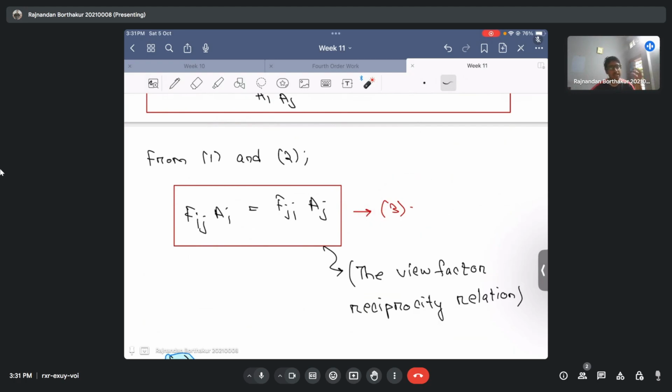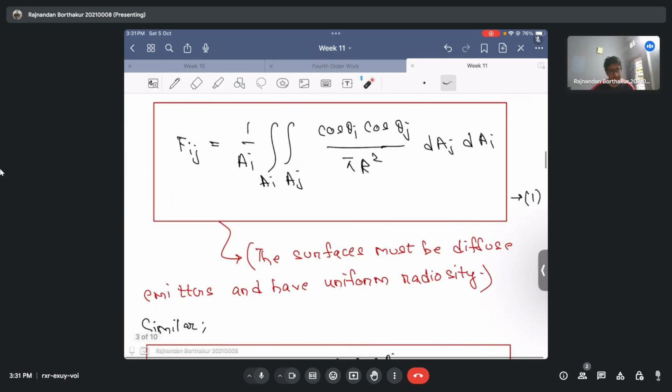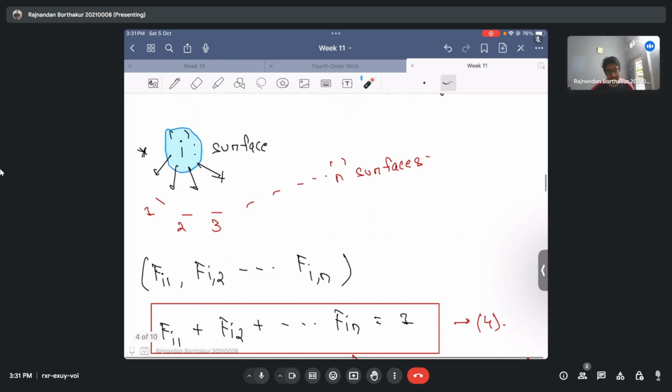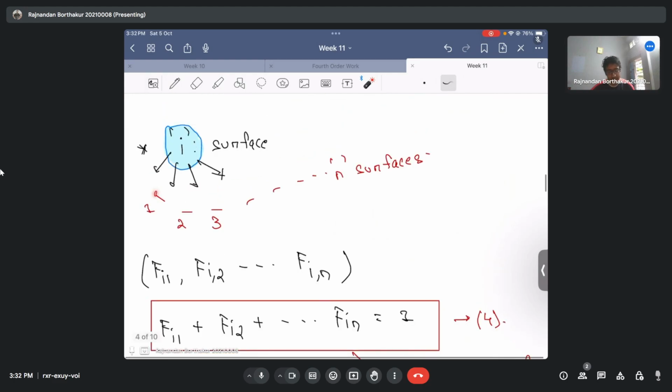Okay, so long as the integrand within this integration remains the same. So for any generic surfaces i and j, you can use what we call the reciprocity view factor relation. And also for any generic surface i, the summation of all the view factors associated with this surface i, which I have stated, all this radiant energy can be treated as intercepted by n surfaces spaced arbitrarily in the space.